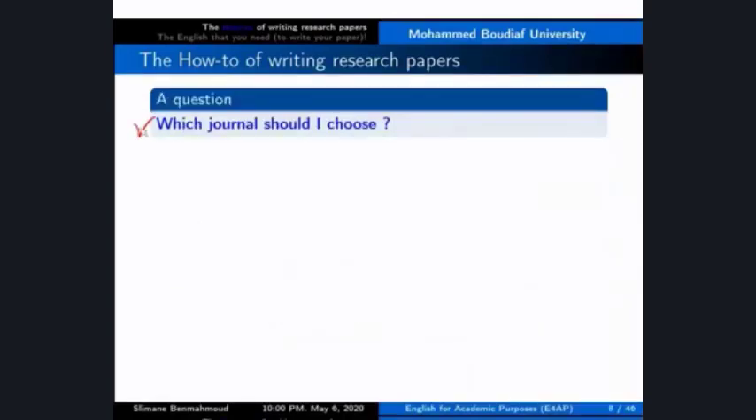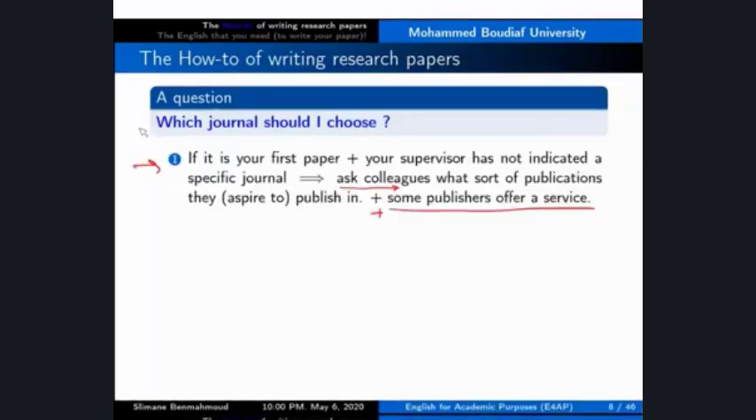So another question: which journal should I choose to publish my research in? I'm going to give some steps that could help you choose the journal where you publish your work. The first point is, if it is your first paper and your supervisor has not indicated any journal where he wants you to publish, it is a good idea to ask your colleagues where they publish their works.